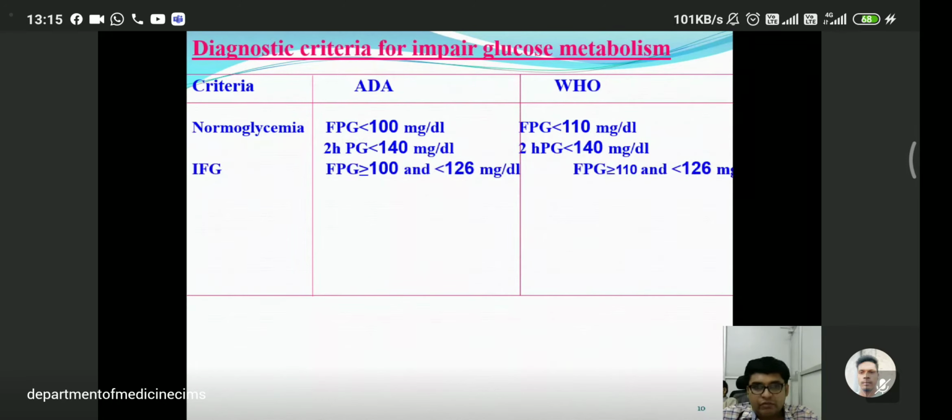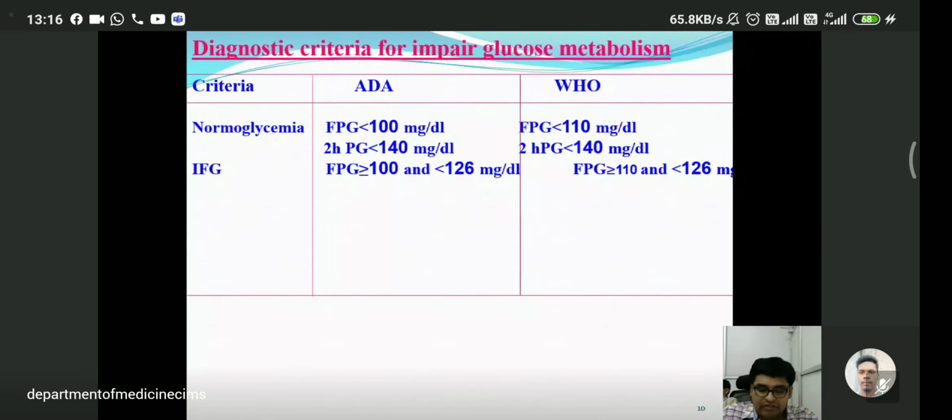Then fasting glucose of more than 100 to 126, and in WHO more than 110 to 126, is known as impaired fasting glucose. If someone measures his fasting glucose and it comes to around 115 or 120, he is neither normal nor diabetic. It is known as impaired fasting glucose.